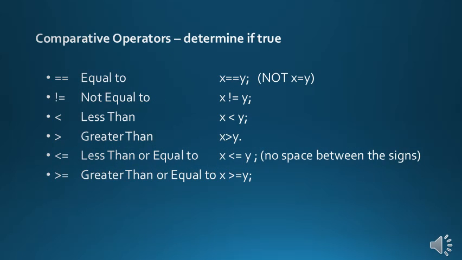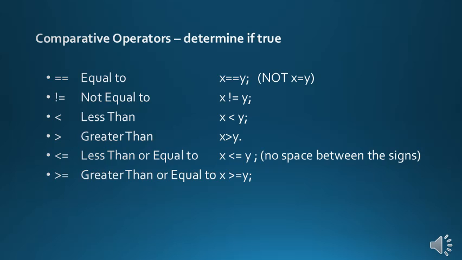I want to show you here the comparative operators, and basically we use them to check to see if something is true. I want to point out just a couple things here. If we want to compare equality, it's double equals. You'll notice on the slide here it's not x = y. That will always be true because we're assigning the value of y to x every time. So if we need to check equality, it's going to be x == y, not x = y. So watch that, that'll catch you.